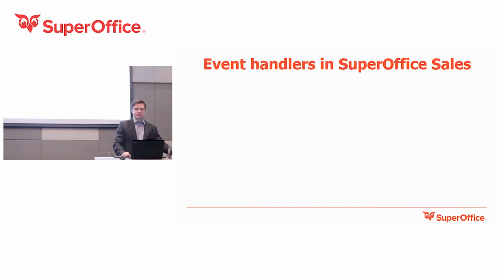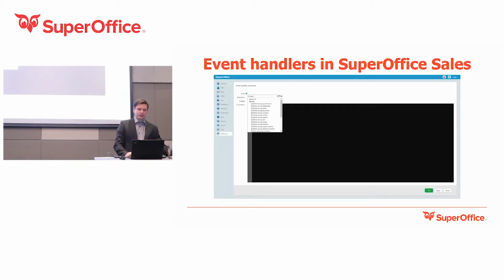So, event handlers in SuperOffice Sales. What do we have here? We have the possibility to hatch onto before and after saving an entity. That is, for example, when we are saving a sale, we can either stop the user from saving the sale because he has forgotten to fill out some information or a required field. Or we can hatch onto the after sale entity, which will allow us to do some extra work on the sale.